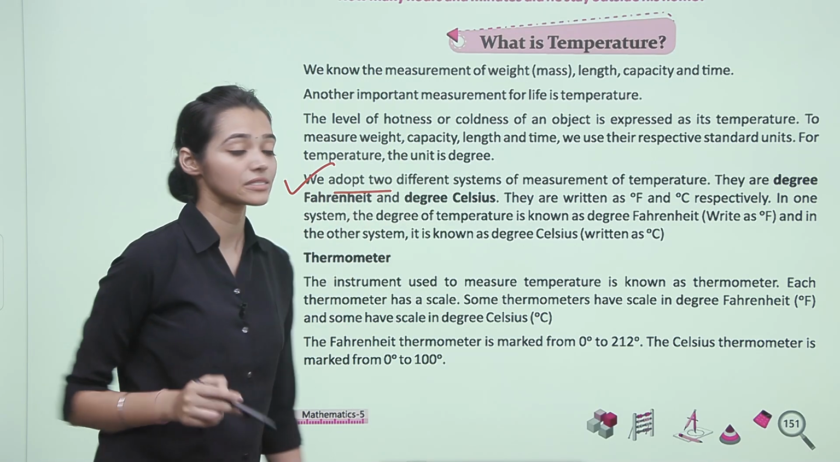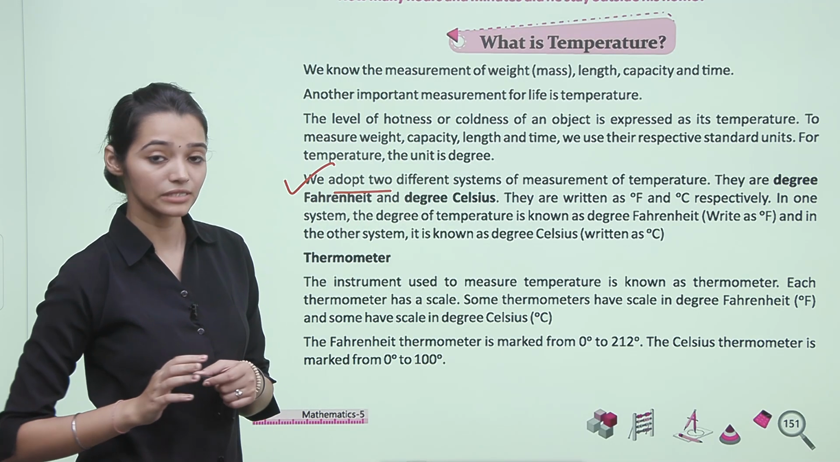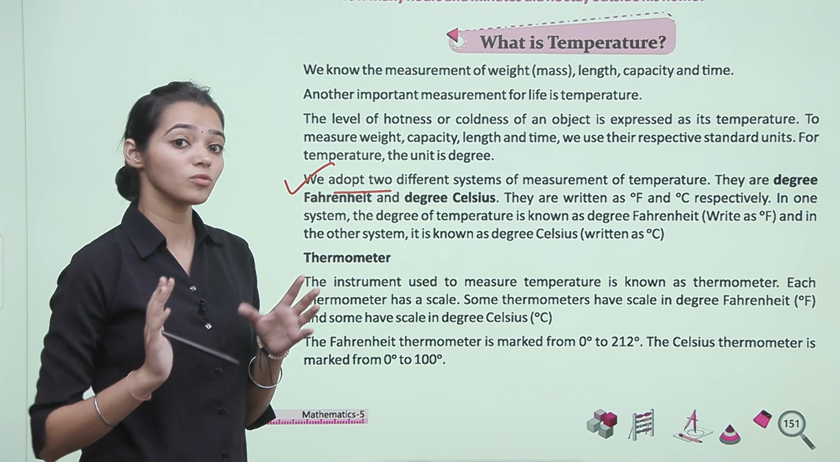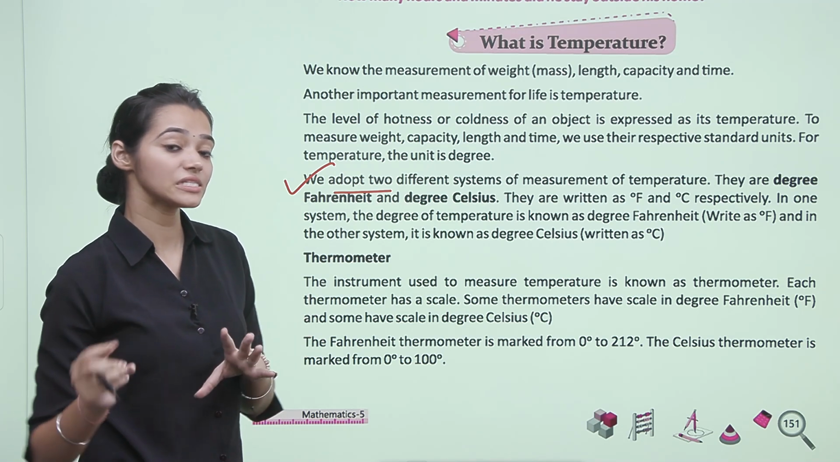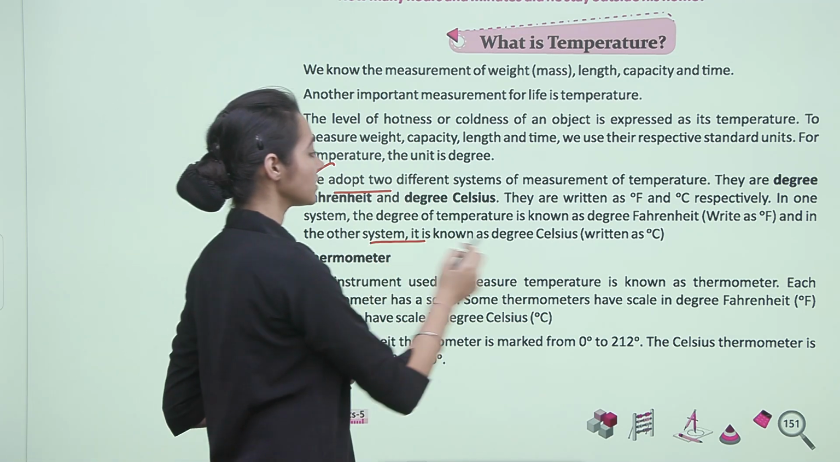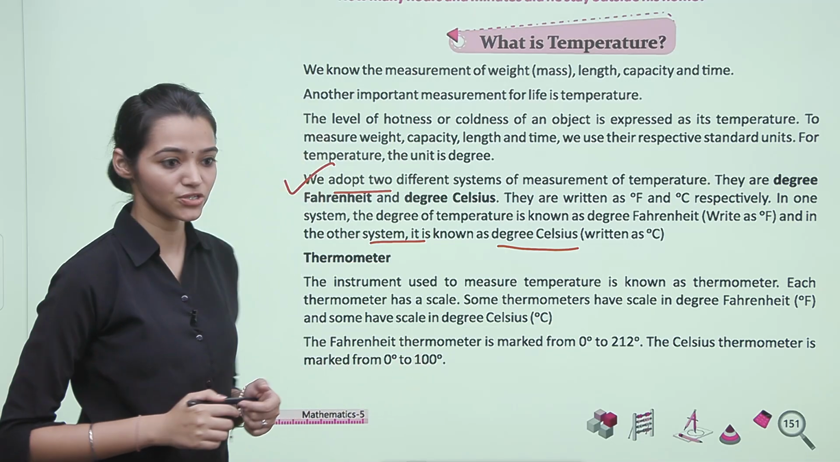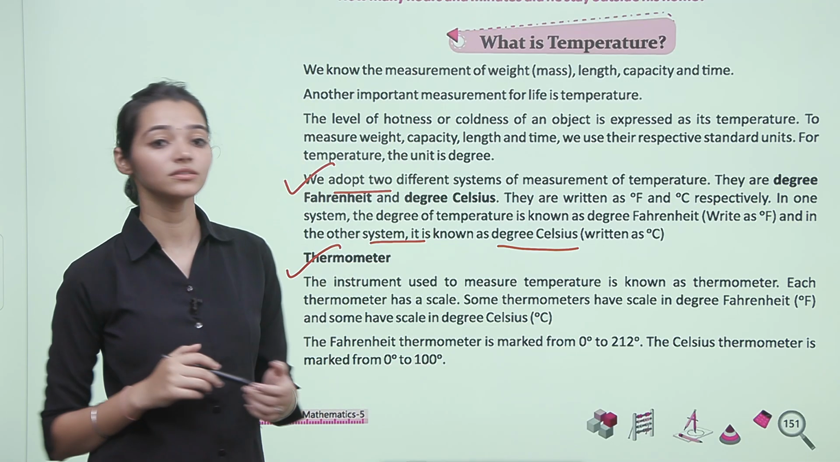We adopt 2 different systems of measurement of temperature, using an instrument known as a thermometer. Each thermometer has a scale. Some thermometers have scales in degree Fahrenheit, and the other system is known as degree Celsius. Now let's look at the thermometer.